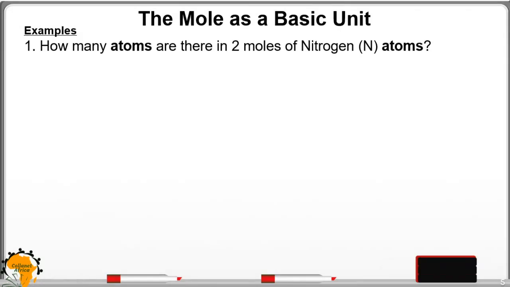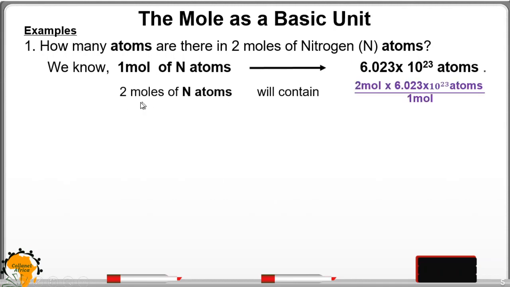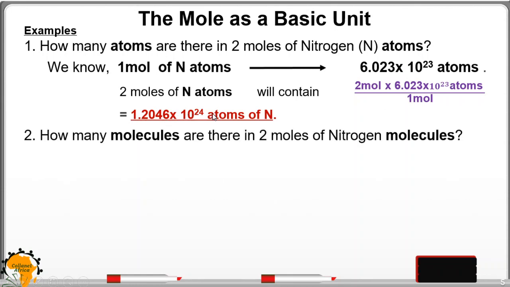Example, to make the concept clear: how many atoms are there in 2 moles of nitrogen atoms? So we know that 1 mole of nitrogen atoms contains 6.023 times 10 to the power 23 atoms. Because we are being asked about 2 moles of nitrogen atoms, what about in 2 moles? To get the number of atoms, we cross multiply 2 times the Avogadro's constant divided by 1 mole, and the answer to that question is 1.2046 times 10 to the power 24 atoms of nitrogen.